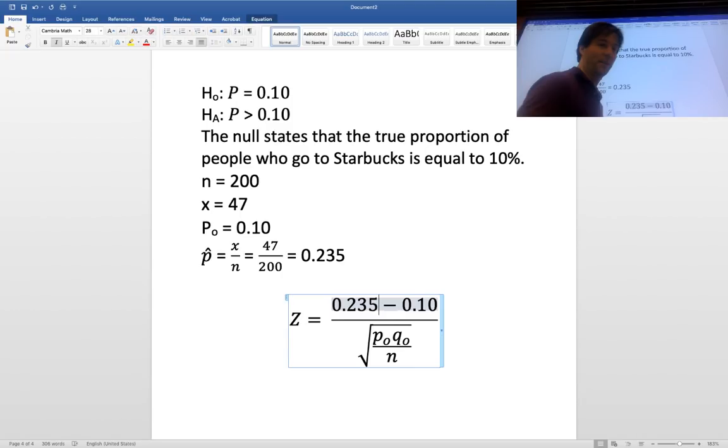Now here's the problem. What numbers am I going to put on the bottom? A lot of people make mistakes on this. Correct, because that's p naught and q naught. Be careful. A lot of people accidentally put p hat down here, and that makes a mistake.